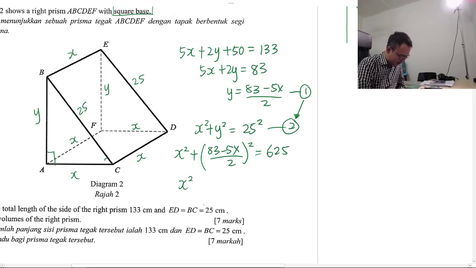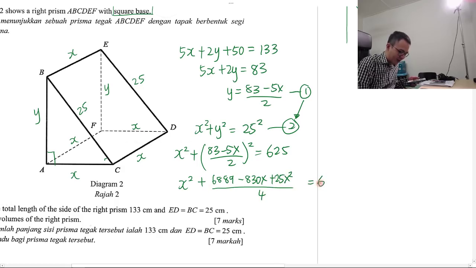Okay, should I just expand this one? Yeah, the numbers will be very big, but I hope I can do it. 83 squared is 6889, minus 830x plus 25x squared, over 4, equals 625.